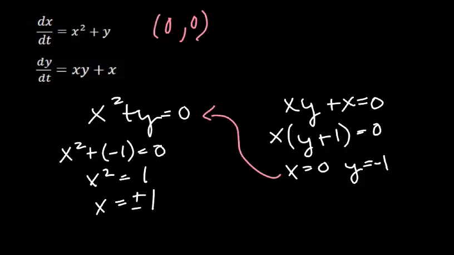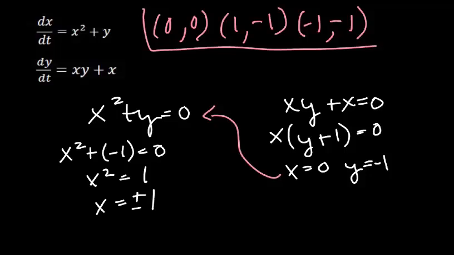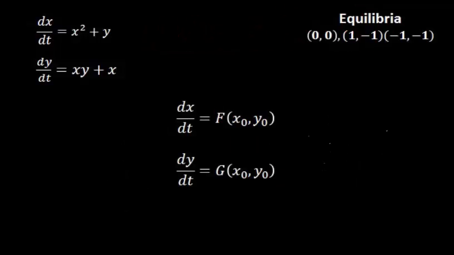So that means we have three equilibria altogether. We have our (0, 0) equilibrium, an equilibrium where x equals 1 and y equals -1, and a third equilibrium where x equals -1 and y equals -1 as well. Those are our equilibria, and now that we have them, we can go ahead and linearize our system.